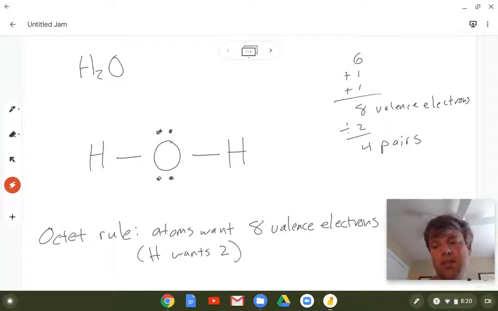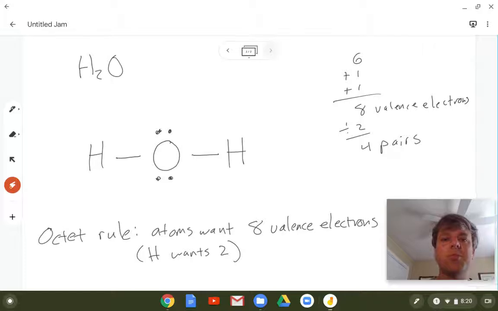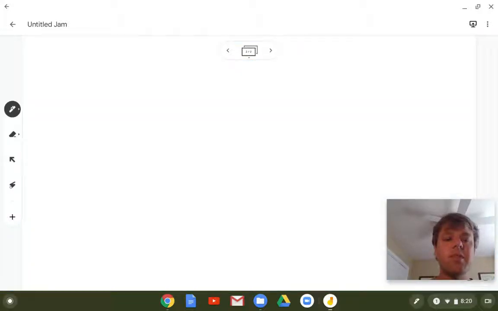So I know that's a lot, maybe a little confusing, so let's look at a few more examples. Let's consider carbon tetrafluoride. So in this molecule, since we only have 1 carbon, we're going to put carbon in the middle. We're going to put the fluorines around it.